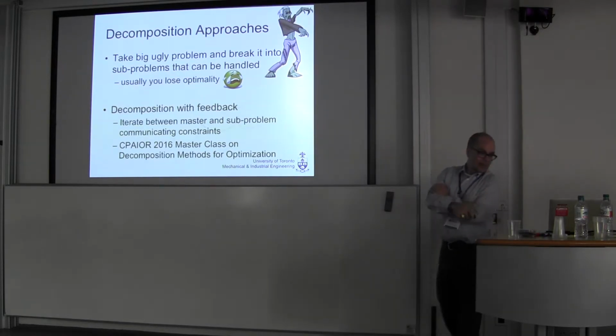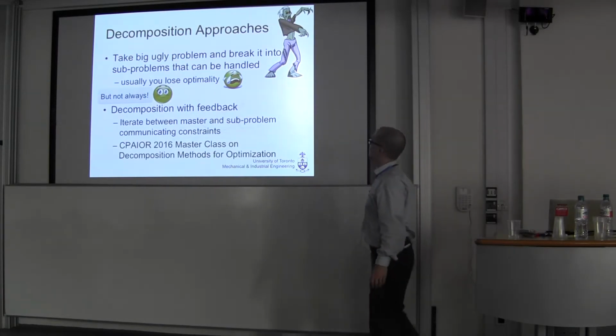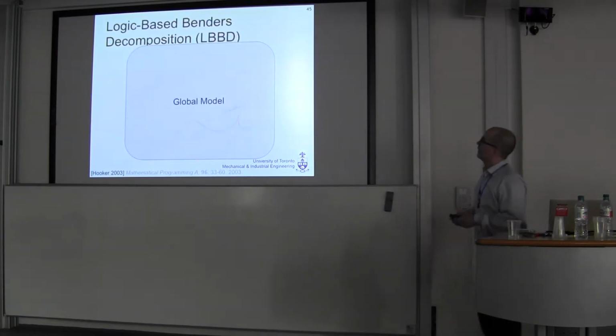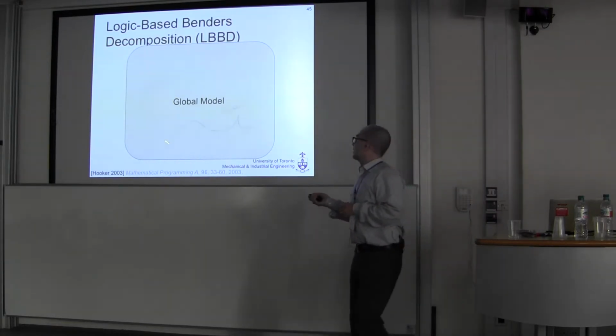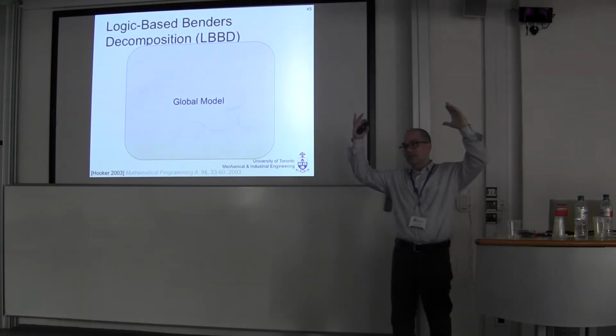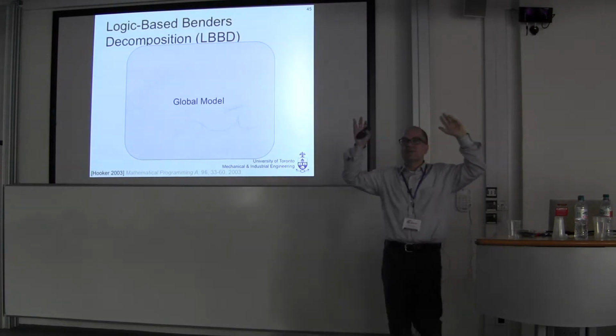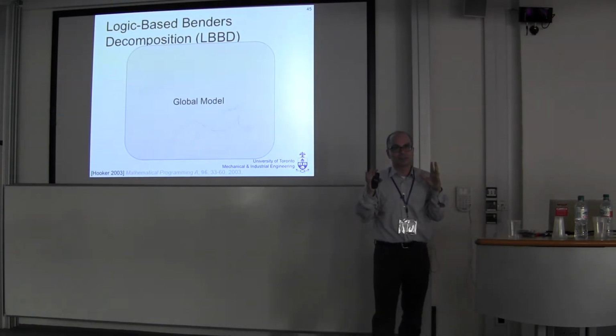So, losing optimality is bad, but you can sometimes maintain it if you're clever. So, I'm going to talk about logic-based Benders decomposition and then give you a couple of examples of that. Here's our global model. So you can think of this as the job shop scheduling problem that I just produced. Actually, it's not very useful to think about it as a job shop scheduling problem because I don't know how to decompose a job shop scheduling problem.